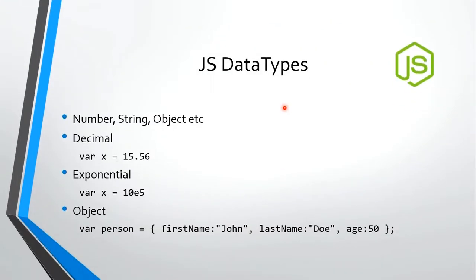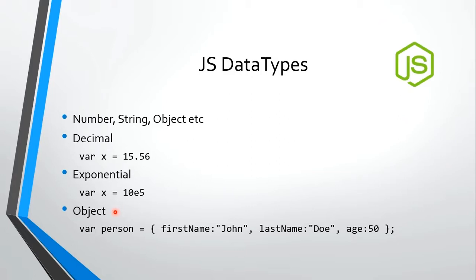So let's talk about the JavaScript data types. JavaScript is not very rich in the types. And as you know, variable declaration is just with a var, and we can assign any type. So mainly JavaScript has numbers, string, object, boolean, and so on. For the numbers or the decimal, we just assign any numeric value to the variable, and that would be a number type. And if we want the exponential type, we can specify the e and its power. We can also have the object type.